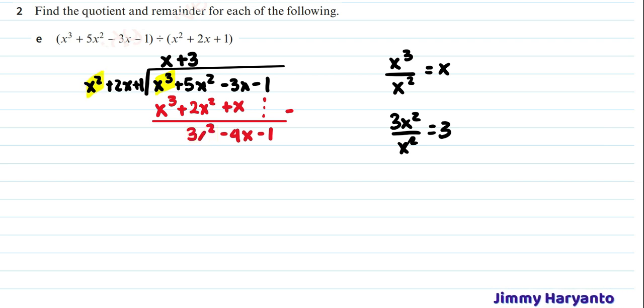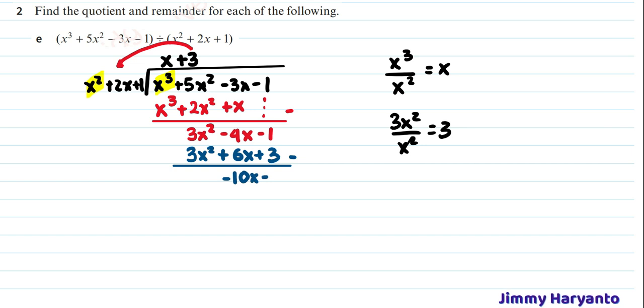And then don't forget to multiply the 3 with the divisor. So you'll have 3x squared plus 6x plus 3. And then you will minus it one more time. You'll have negative 10x minus 4. So this is our final result.